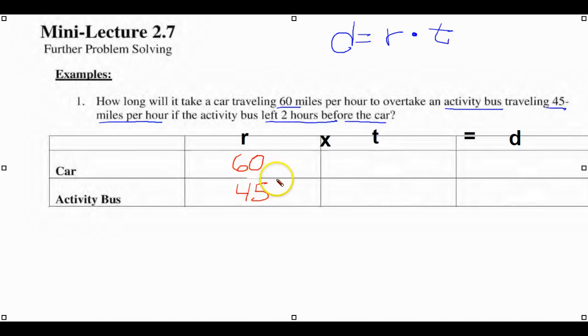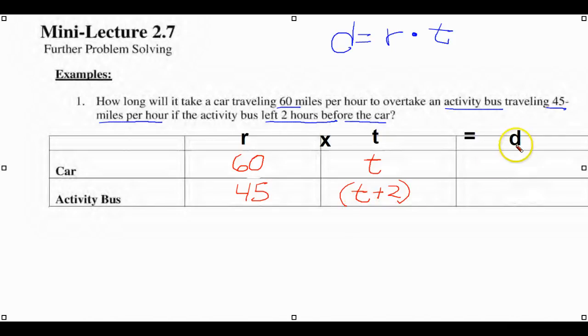Now, they want to know how long it will take for the car. So that's time, isn't it? So we'll say that for this, it's time. We don't know how much time. And for the activity bus, it has this amount of time as well, plus the 2 hours it went ahead of the car.